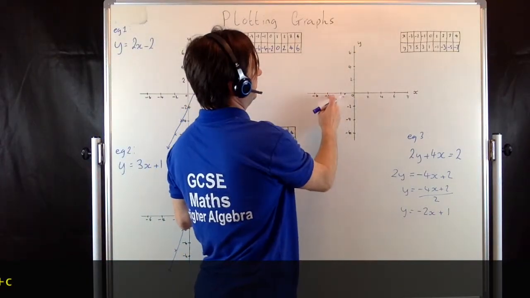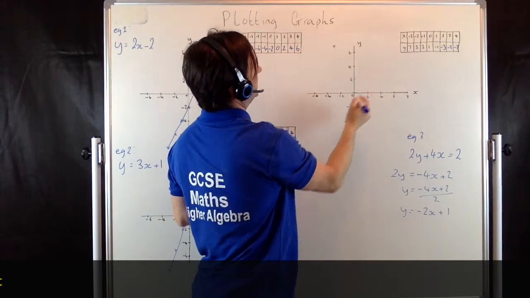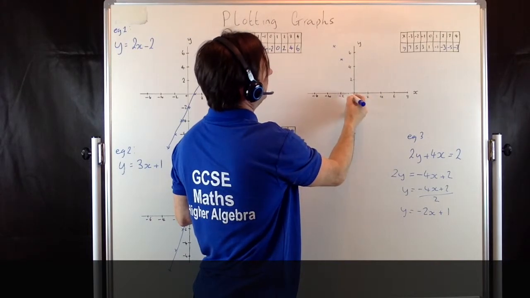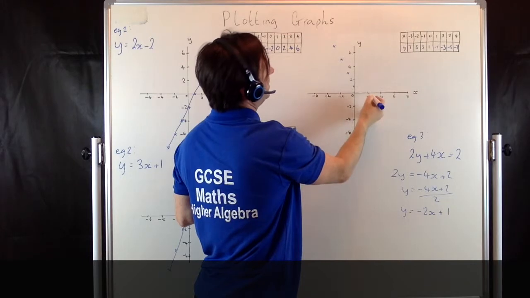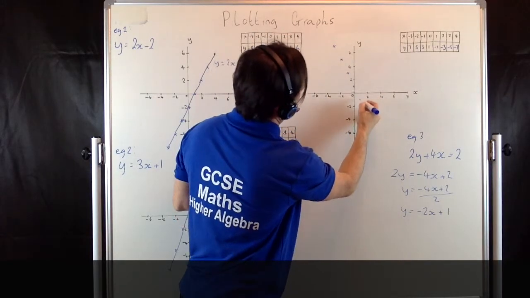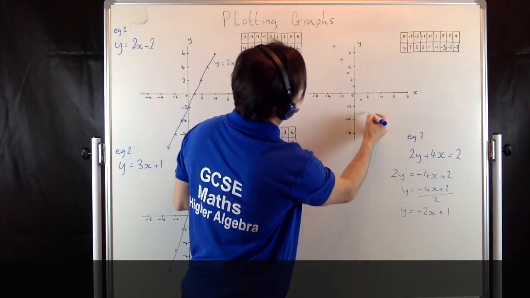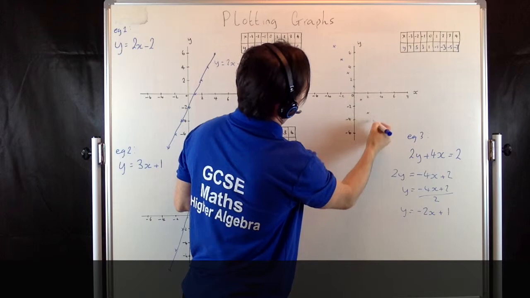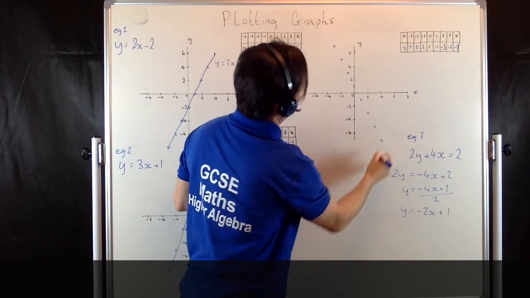When x is negative 3, y is 7. When x is negative 2, y is 5. When x is negative 1, y is 3. When x is 0, y is 1. When x is 1, y is negative 1. When x is 2, y is negative 3. When x is 3, y is negative 5. And when x is 4, y is negative 7.